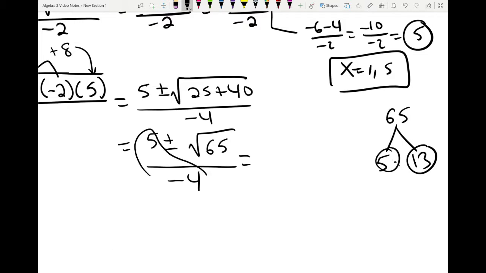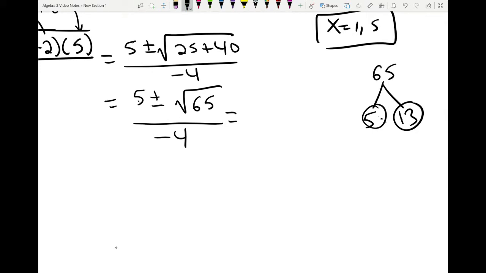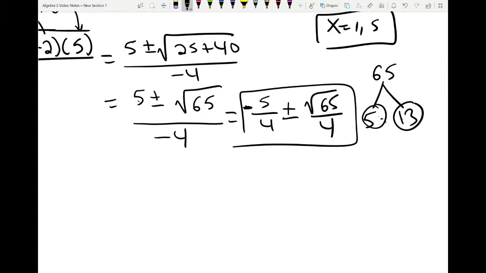Let's go ahead and split this into two fractions. Split it into 5 over negative 4, and then square root of 65 over negative 4. So we got 5 over negative 4, which is just going to be negative 5/4. So you could bring the negative in front. Plus or minus square root of 65 over 4. And it doesn't matter that you have the negative sign there because it goes into the plus or minus sign anyways. So you can leave it like this, right?